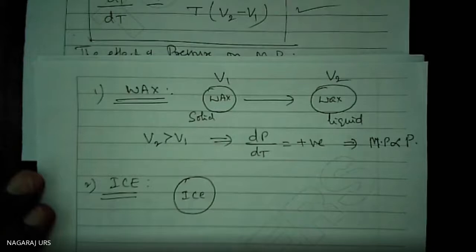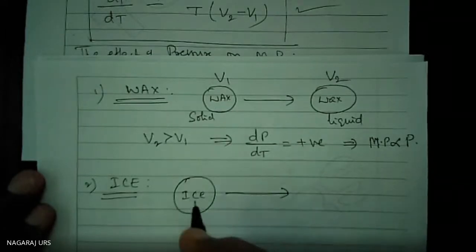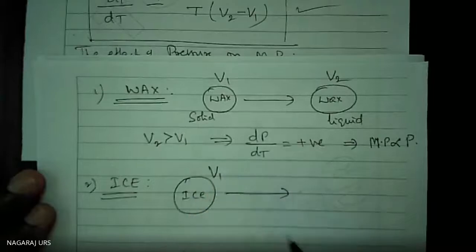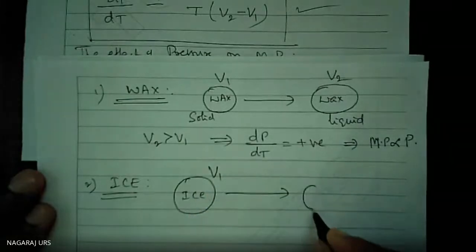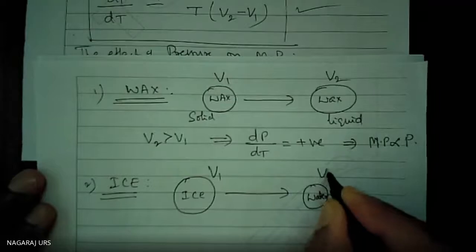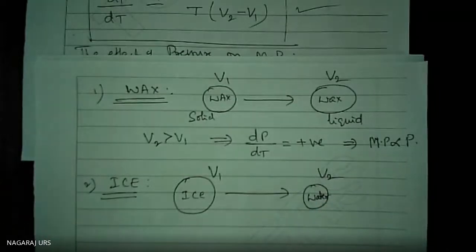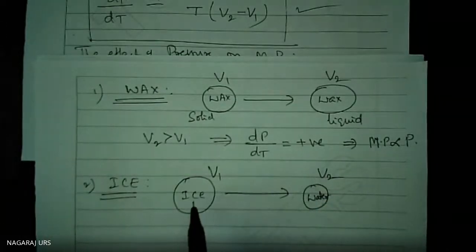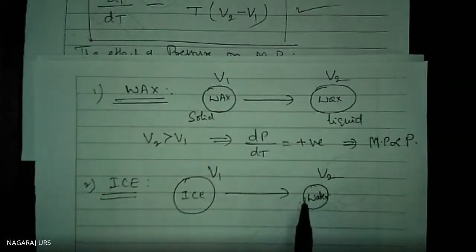At 0 degrees centigrade, ice cubes are forming here, converting from the initial volume V1. Now it is converting into the form of water, with volume V2. The ice cube volume is more and its density is less. Therefore, ice cubes are floating on the water, because density is less.